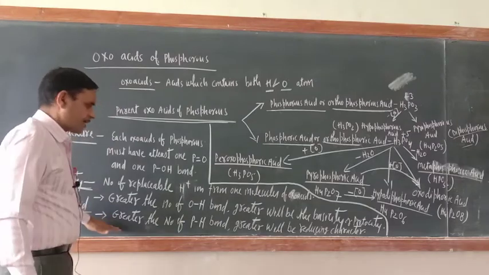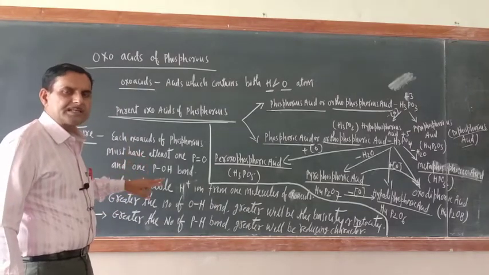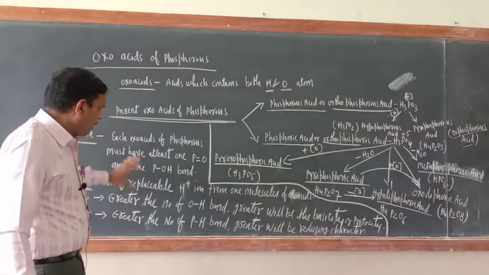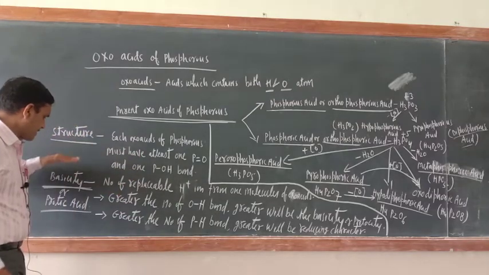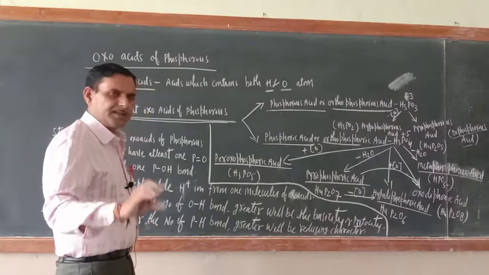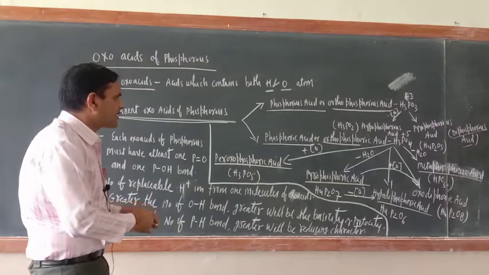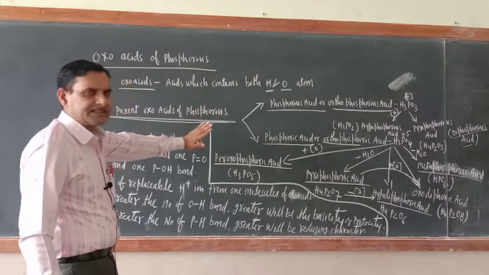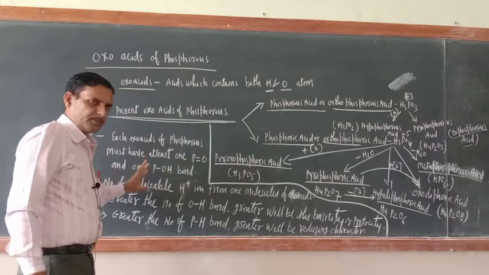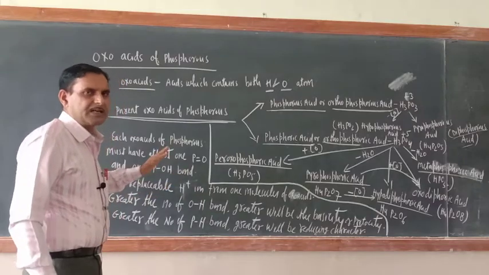Another important thing is, if in any oxo acid of phosphorus the number of P-H bonds is more, it means their reducing character will be more. Now all these things, their structure, basicity and protic acidity, you can only understand when you know their structure. So let us have more idea about the structure of all the oxo acids of phosphorus. Now note down their names, and then the structural speciality and all these properties I will tell you.